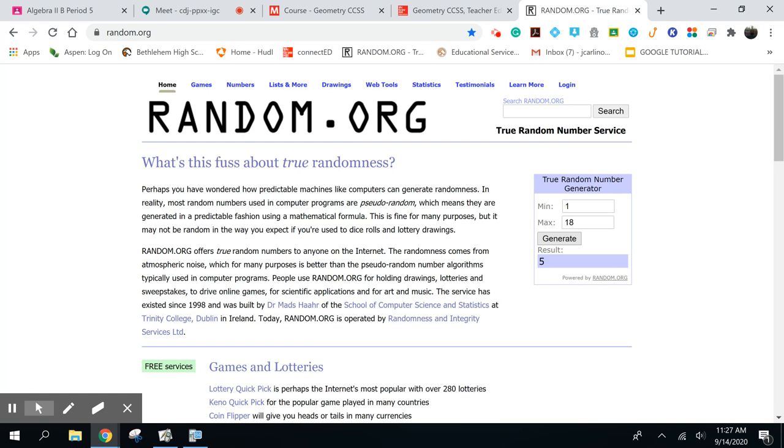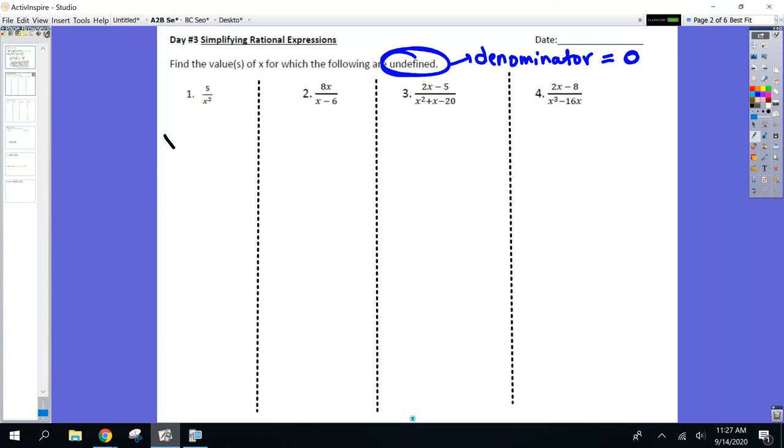Ella? Almost. Would it just be 0? Yeah, it would just be x equals 0. That's it. Nothing fancy. You plug 0 in and square it, you're going to get 0, and you can't divide by 0.